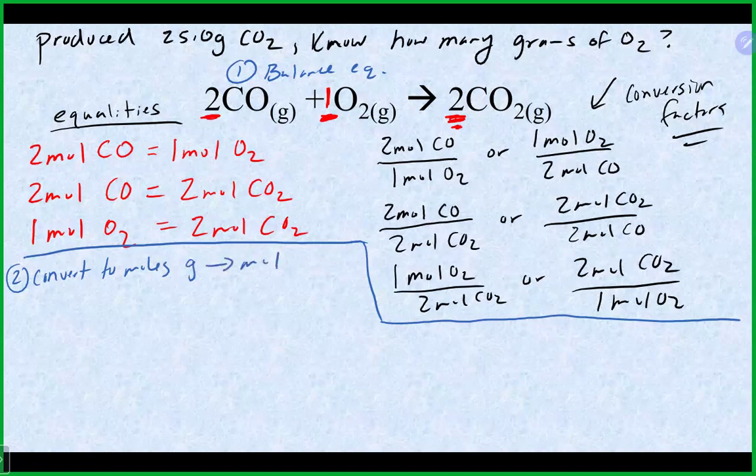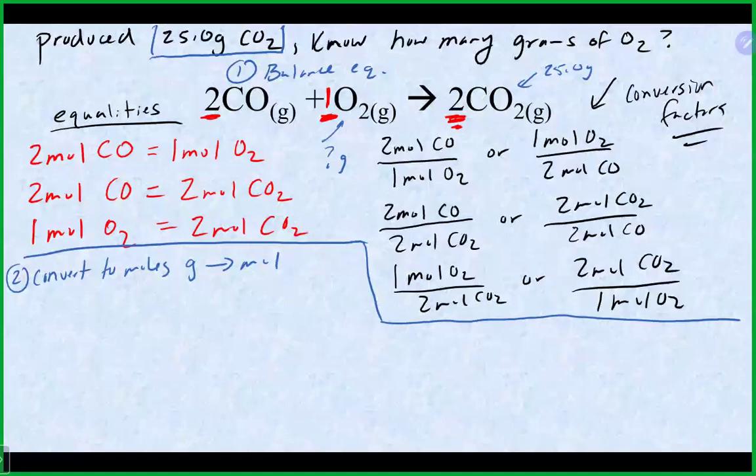In this particular case, there's only one piece of information given to us, which is that we produced 25 grams of this guy, and we eventually want to figure out how many grams of O2 we started with. So the first thing we're going to do is convert those grams into moles. Once again, it's a gram to mole conversion, so that is the molar mass. I will need to go to the periodic table and get the molar mass of CO2.